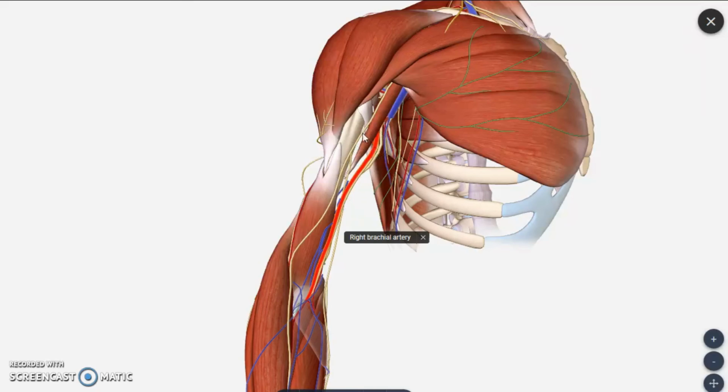Here you can make out this is the axilla and this is the medial part. In the medial part we have this brachial artery. Later it is passing and crossing the middle of the arm region, and then in front of the elbow joint it is related laterally.